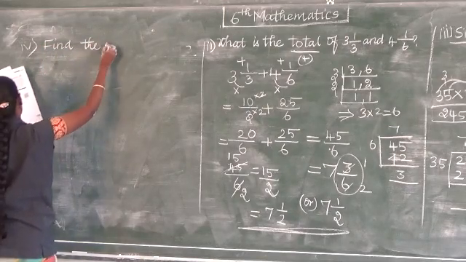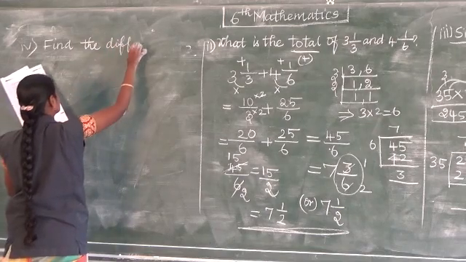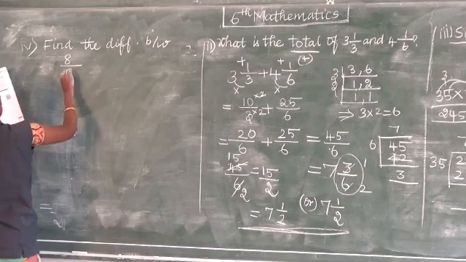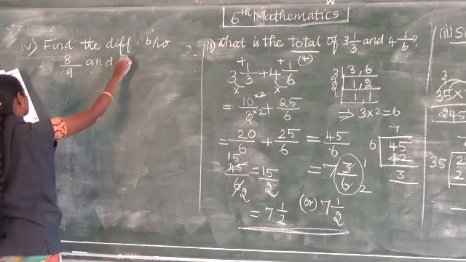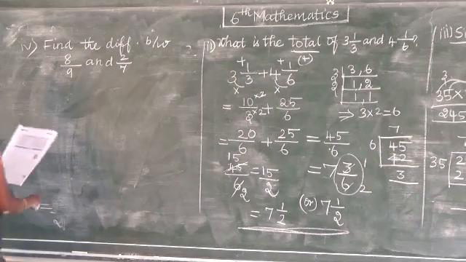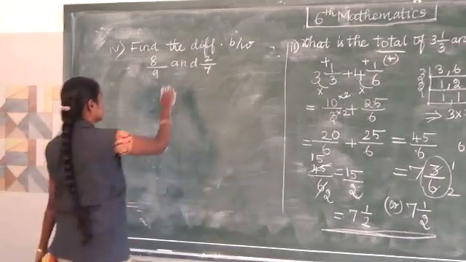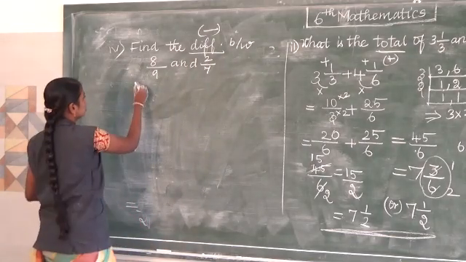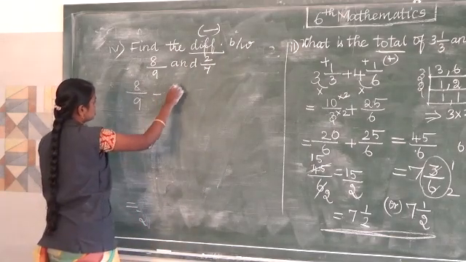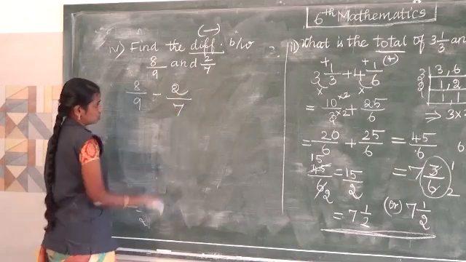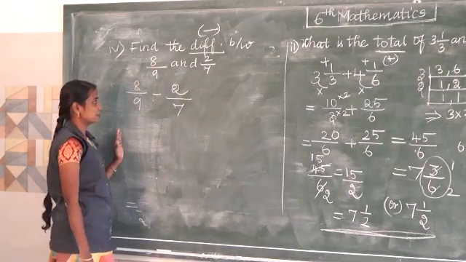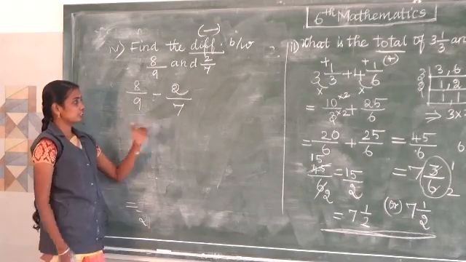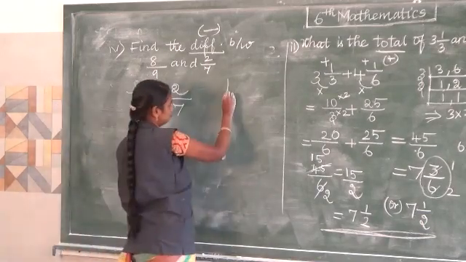Find the difference between 8 by 9 and 2 by 7. Difference means subtraction. We are going to subtract 8 by 9 minus 2 by 7. Addition problems are over. Now we are going to see the subtraction. Subtraction also we have to see the denominator. Denominator is different. Go for the LCM.